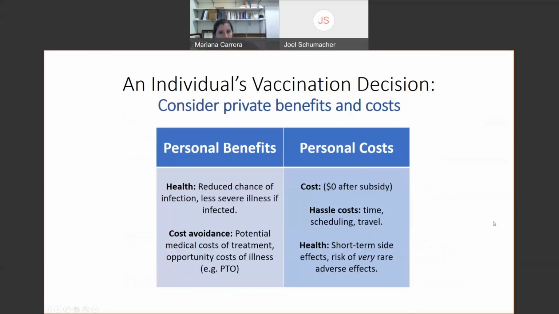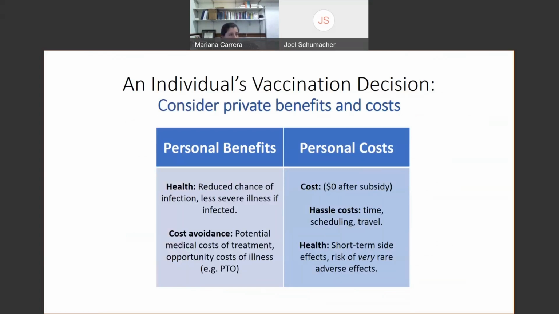Let's delve into an individual's decision whether to vaccinate or not. So first, I'm going to outline the private benefits and costs. So this is just what affects you. If you're not thinking at all on whether or not a vaccination is good for society, but you only care about yourself, let's think about the benefits and costs there.